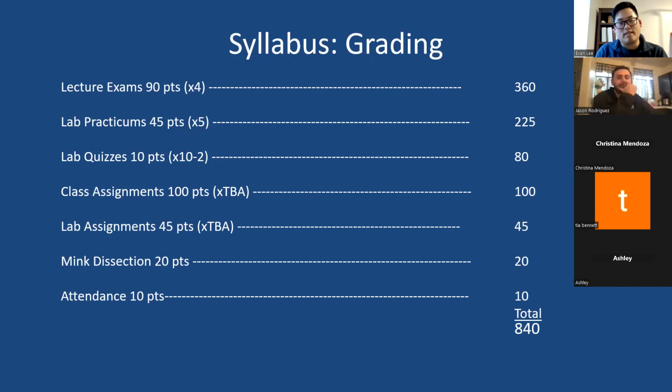Now to talk about your grades and how that's going to be broken down, you can see that we have quite a few different types of things, but the main things for sure are the lecture exams and the lab practicums, which are basically the lab exams. So you'll have 4 90-point exams. That'll give you 360 points, and 5 45-point practicums, which give you 225 points. So these two are definitely the biggest overall grades in your course. Out of 840, 360 is probably around 40-something percent.